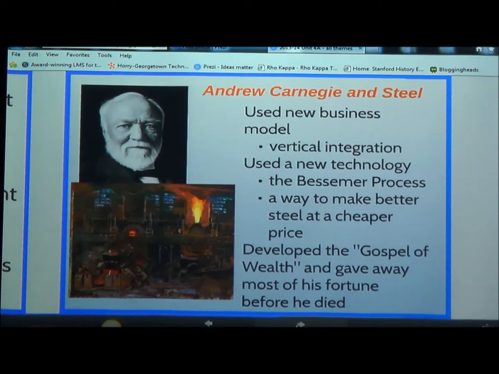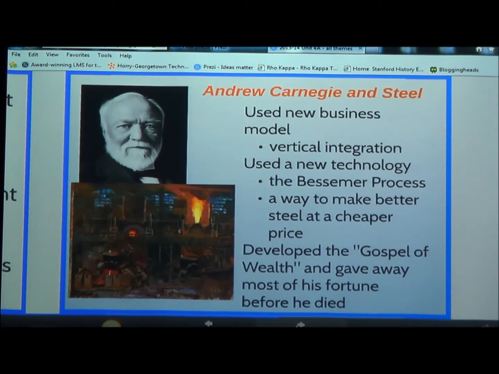This is Andrew Carnegie, at one point one of the richest men in the world, perhaps one of the richest men ever. He used the new business model of vertical integration, which I'll show you about in a second. And he used a new technology known as the Bessemer process. The Bessemer process is also called the open hearth method. You can see it down here. This method was a way to make better steel at a cheaper price. And you can make a whole heck of a lot more of it. And he made gobs of money by making this cheaper, better steel.